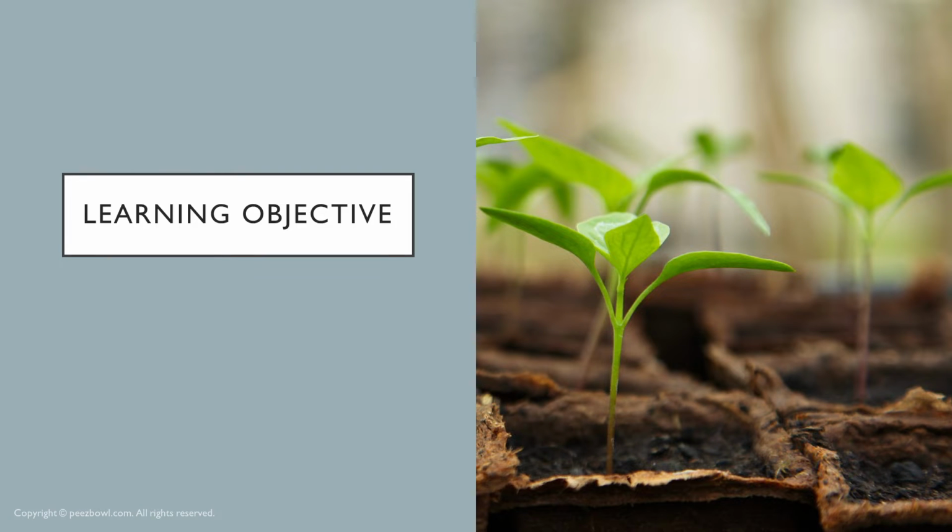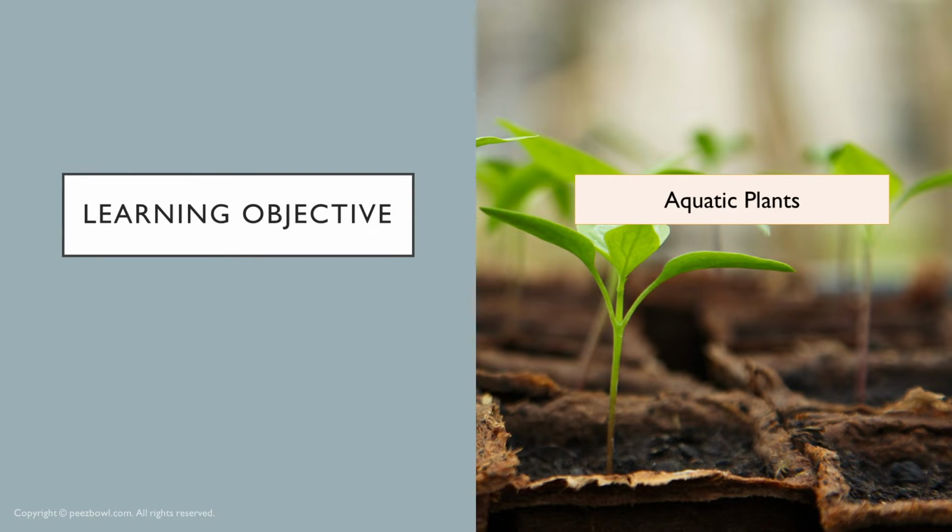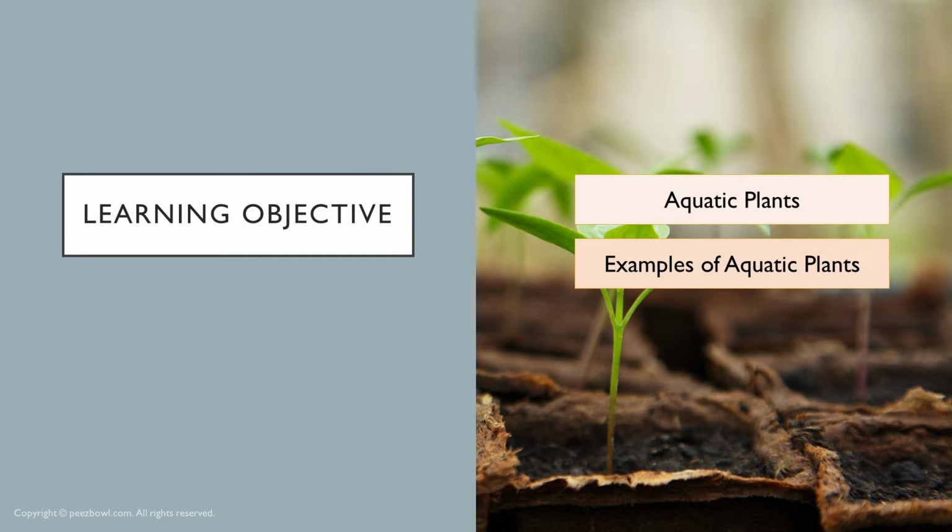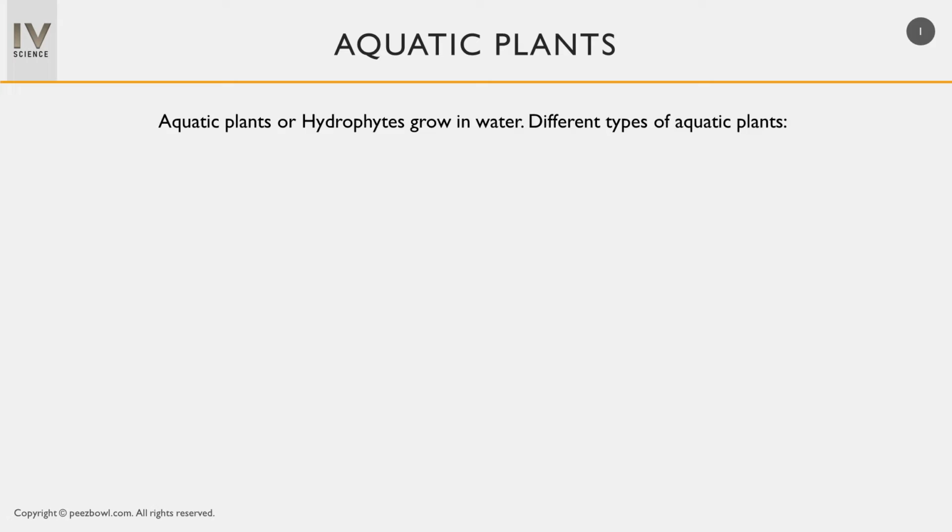Hi, in this video we will learn about aquatic plants. We will see examples of aquatic plants and different aquatic habitats where these plants grow. Aquatic plants grow in water. Aquatic plants are also called hydrophytes.